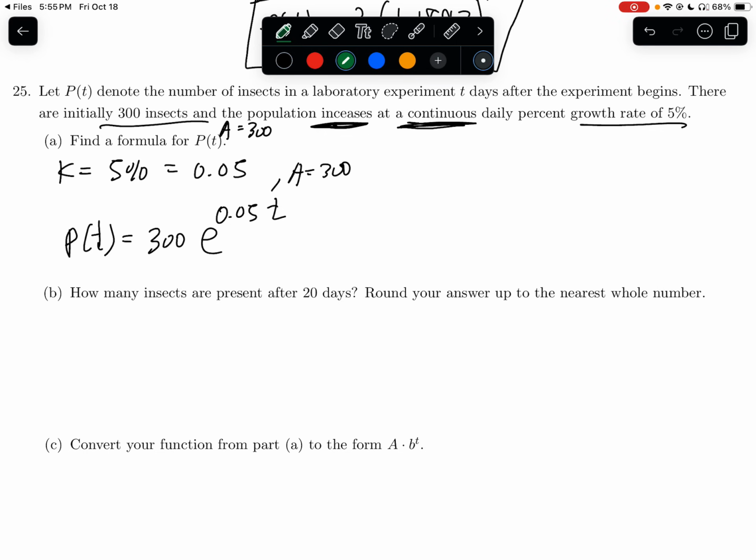And remember that when we're given the continuous percent growth rate or continuous decay rate, whatever number you get as a decimal goes directly into the formula.